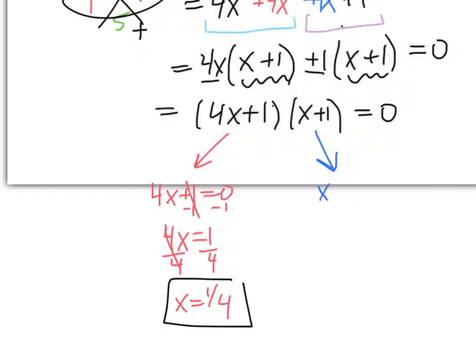Second one, x plus 1 equals 0. This you can already tell is a lot easier than the other one. X equals -1. And that's our final answer. And again, we have two solutions.